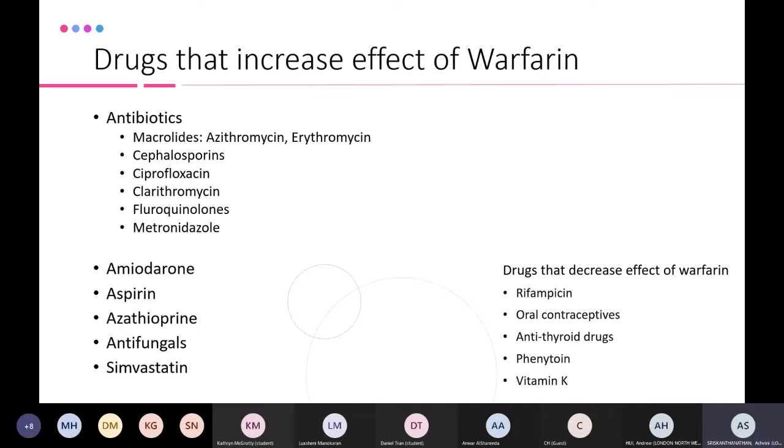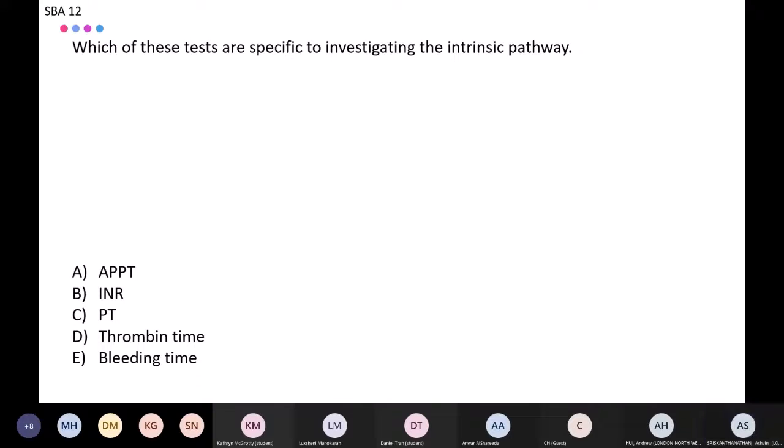Antithyroid drugs, phenytoin, and of course vitamin K as well. So next question, a very quick one. Which of these tests are specific to investigating the intrinsic pathway? I'll give you a few seconds to think and put your answers in the chat.